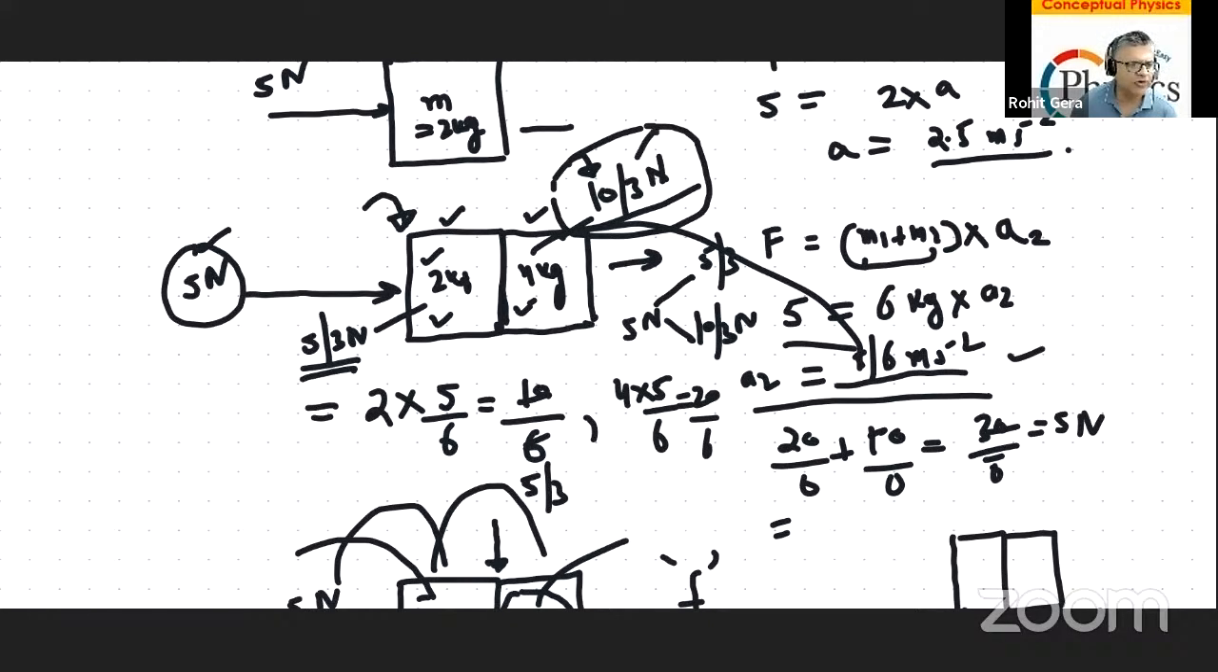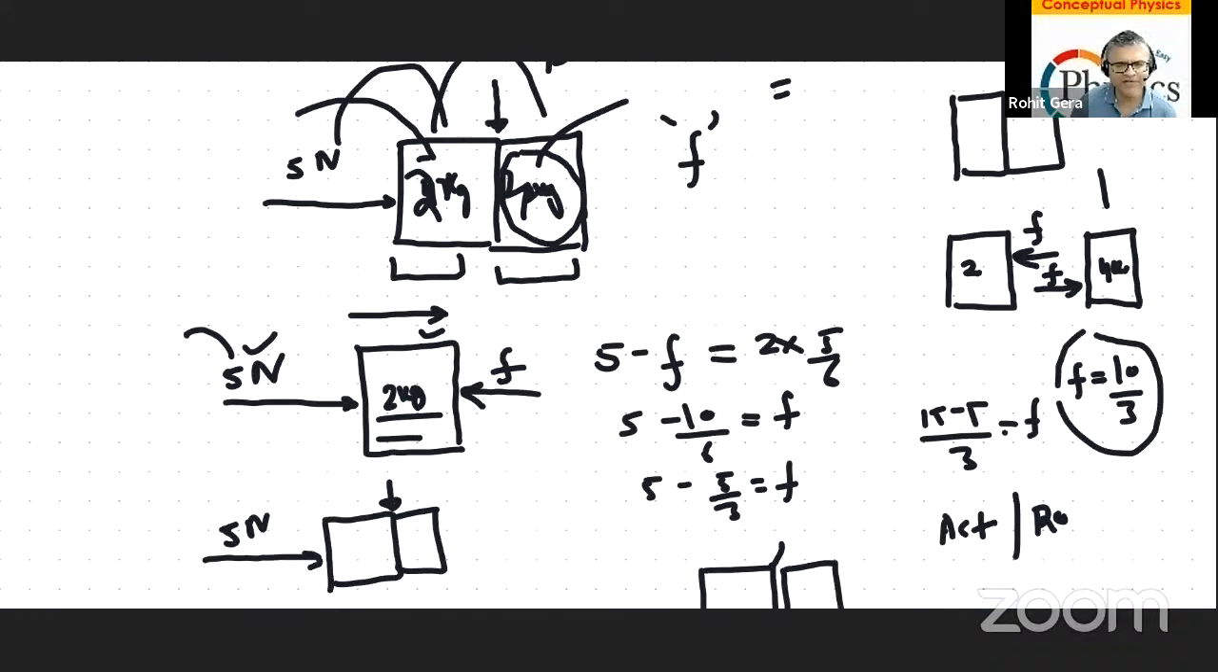So this 5 Newton force finally gets split between the blocks. And one more point. If you notice the F we have found out, we will call this F not only an action and reaction force, but also a contact force.